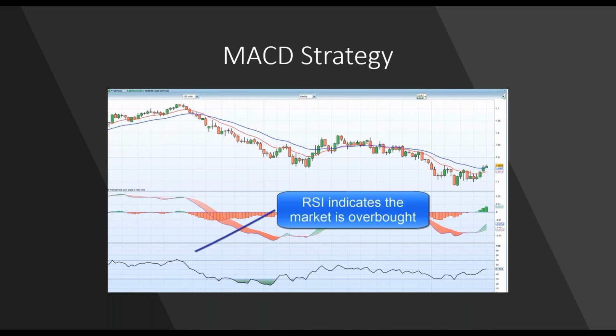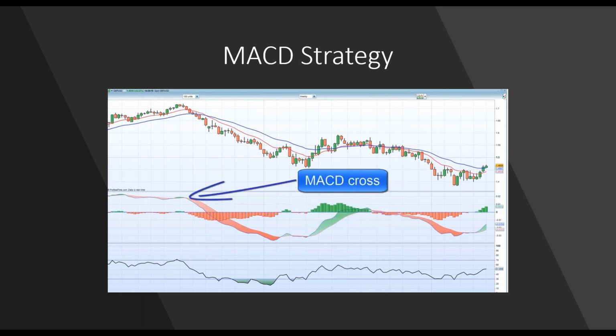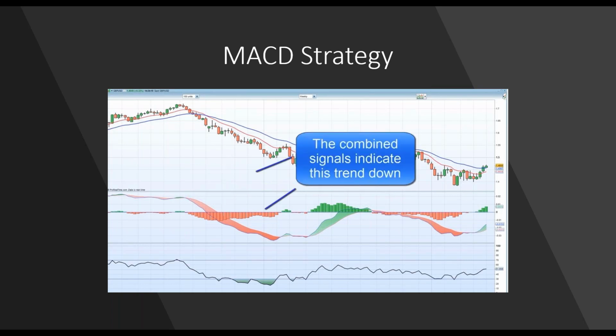Here we have the RSI and MACD we looked at. We have the RSI moving into overbought territory here. Remember that indicates the market may reverse. However, we want to filter out false signals on the RSI, so we also use the MACD to help us come out of the market as far as the market rallying or going up is concerned. And we have an MACD cross here.